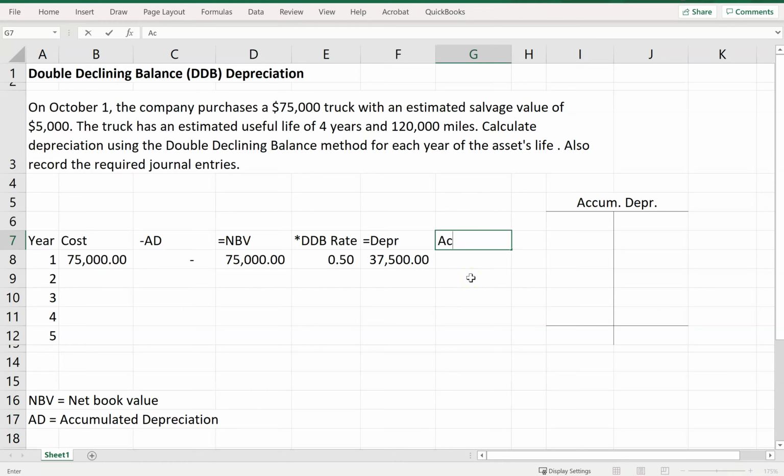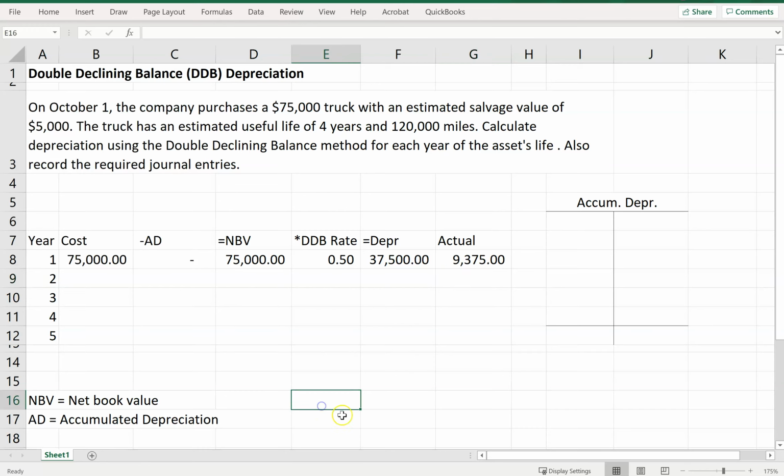However, we are going to have another column for actual depreciation because, remember, we didn't own this asset for a full year. We only owned it for 3 months: October, November, and December. So we're going to take this $37,500 and multiply by 3/12, 3 out of 12 months. That gives us $9,375. So our first year of depreciation is $9,375.